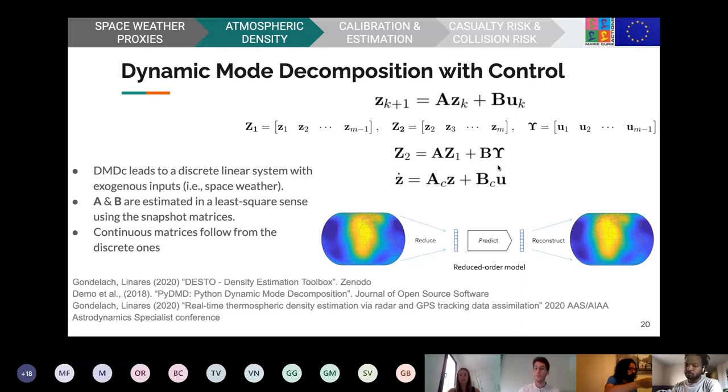In fact, we are aiming at building what's called a gray box model, in which we take as input also external quantities such as geomagnetic and solar flux indices. And we can build therefore the A matrix and the B matrix relating the control and the state to the state variation. This is for discrete time; it's possible to construct the differential equation from there and build a dynamical model.